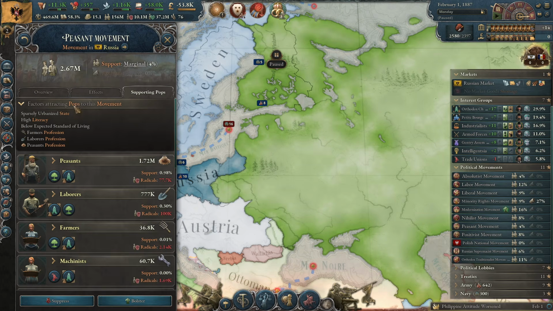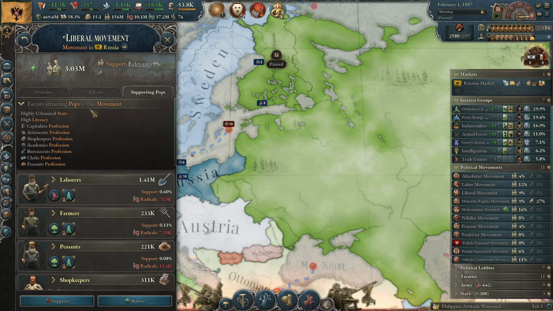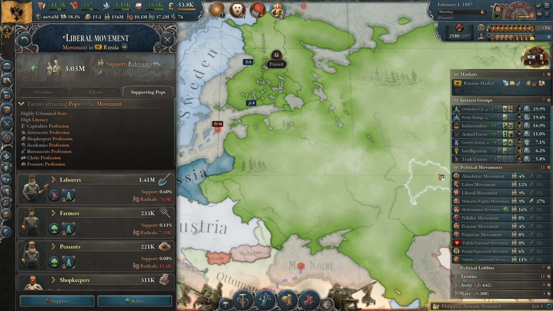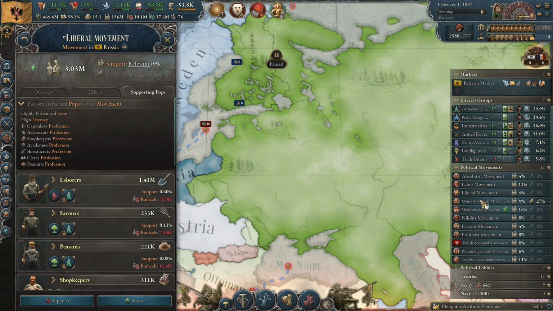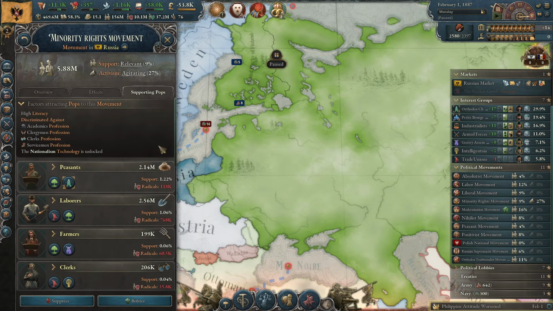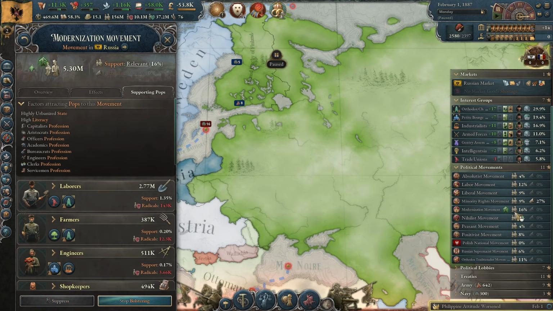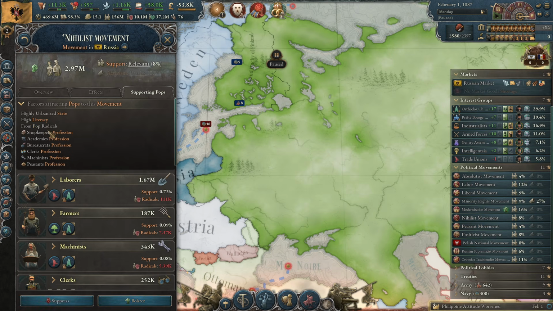You have a lot of different possibilities for each movement, and I would strongly encourage you to go over to supporting pops and check each one to see why they're supporting it and for what reason. So highly urbanized states can feed various movements. High literacy can help things like the liberal movement, minority rights as well. But you've also got those effects like we showed where pop radicals can cause certain movements to get more pops over other ones.